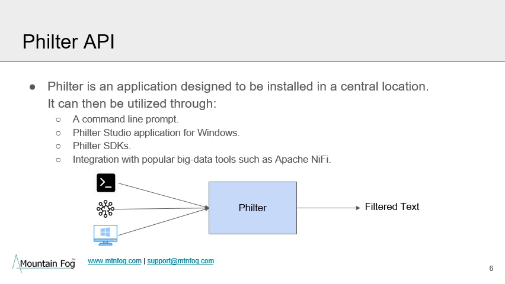Lastly, Philter can integrate with popular big data applications such as Apache NiFi. Using Philter's API, Apache NiFi can be used to filter files in a data flow process. Other big data tools that can utilize Philter are Microsoft Power Automate and Amazon Kinesis. For details on Philter's API, please see Philter's user guide for example requests and responses.